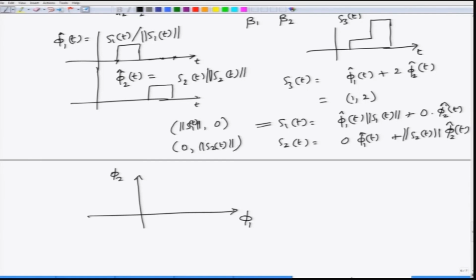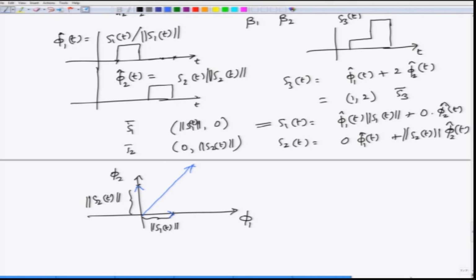So, I can now represent all these three waveforms in terms of their corresponding vectors. This is the S3 vector, this is the S1 vector, this is the S2 vector. So, the S1 vector may be here, the S2 vector is this one, because this length would give me the S1 of t norm and this would be the length, the S2 of t norm. Then S3 of t can be written as units of say 1 and 2. So, let us call this 1 and this 2. So, this would be the S3 vector. So, this is the S1 vector, this is the S2 vector and this is the S3 vector.